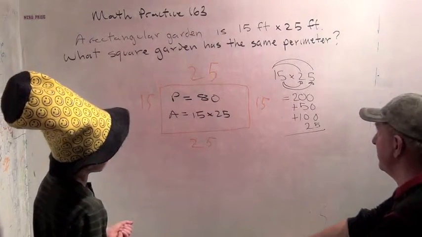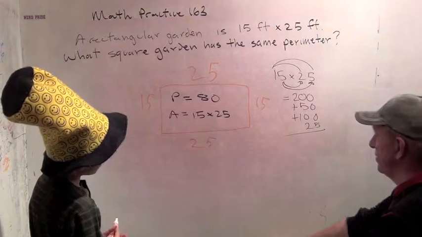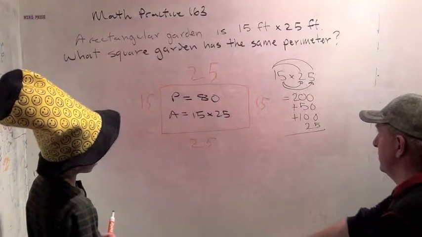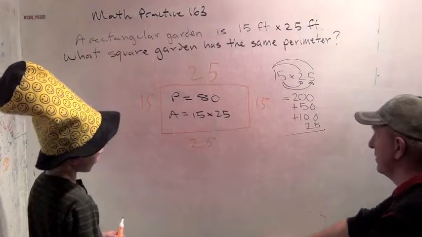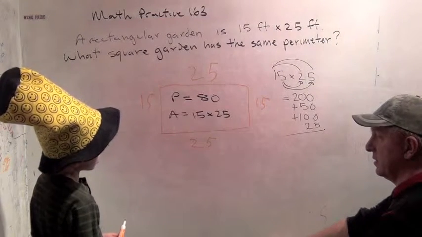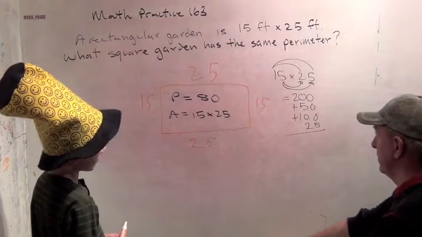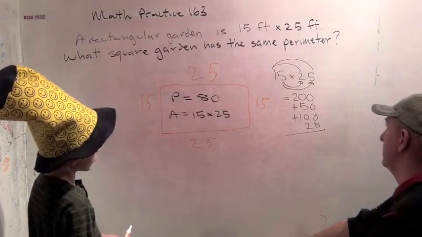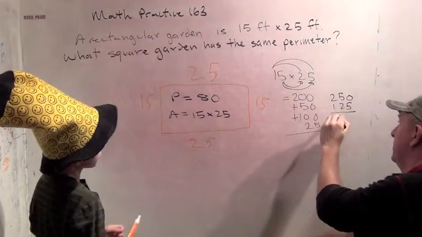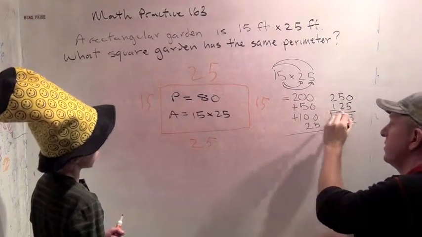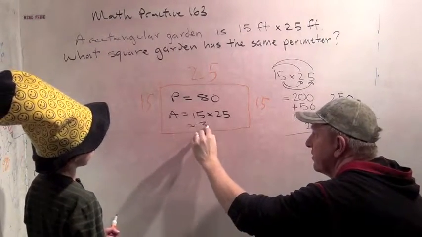No, it's not 325. Well, 200 plus 50 is 250. And then 100 plus 25 is 125. 250 plus 125 is 375. Very good. So this one has area 375.